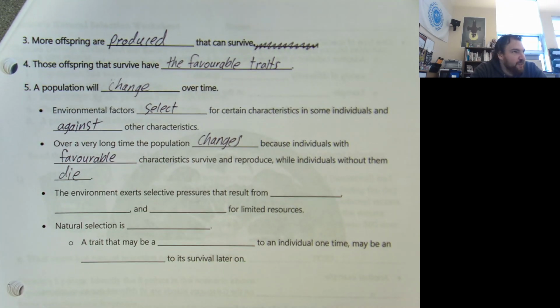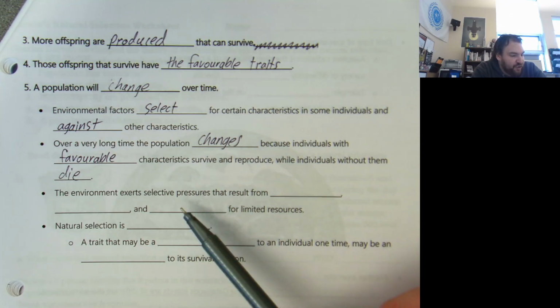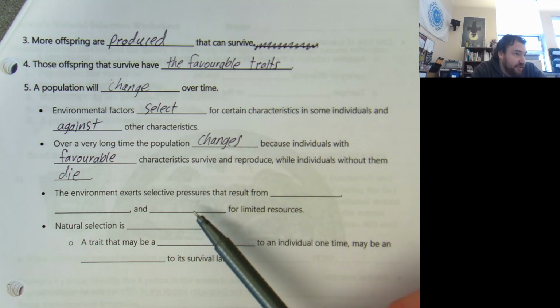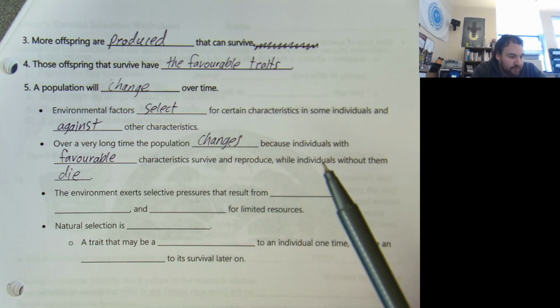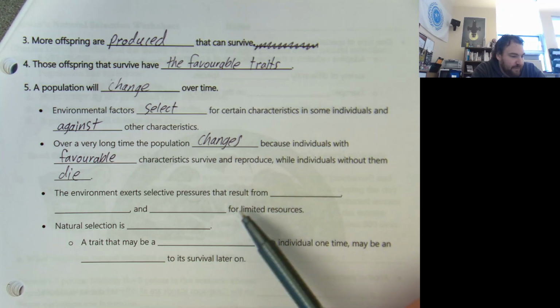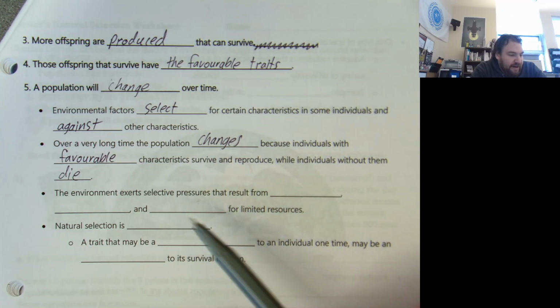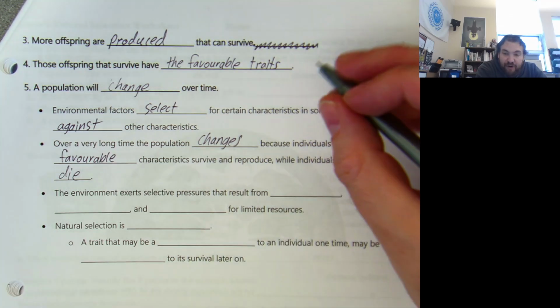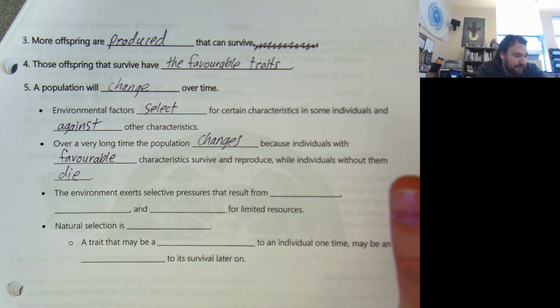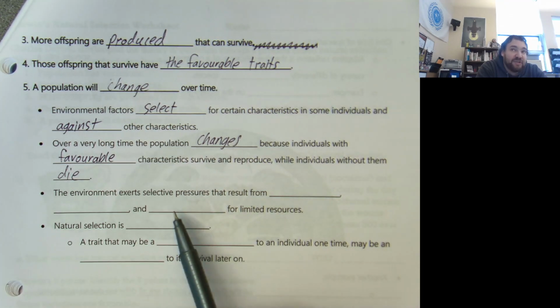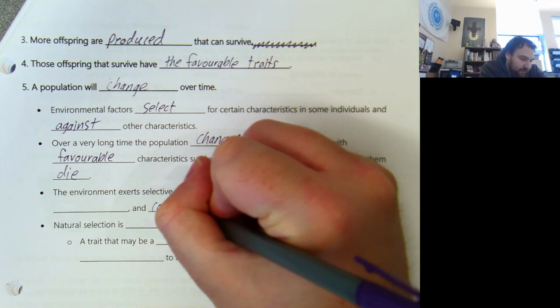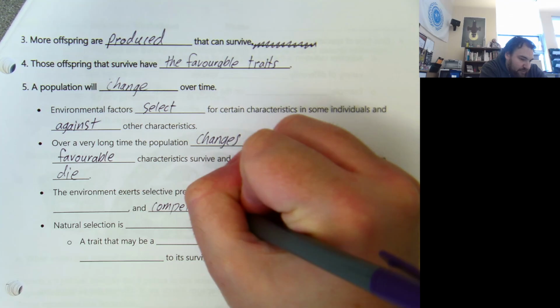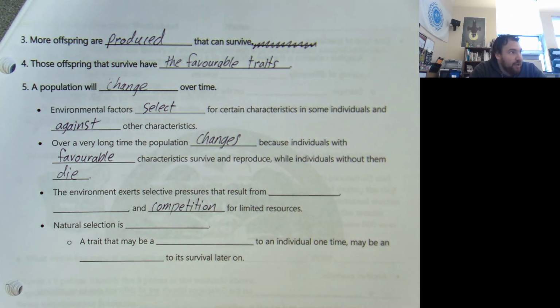The environment, we talked about this yesterday, exerts selective pressures. There's different kinds of selective pressures. The environment exerts selective pressures that result from a few things we didn't talk about yesterday. This blank down here is the one that we did. We looked at competition for resources. There was a limited amount of food that you could eat.